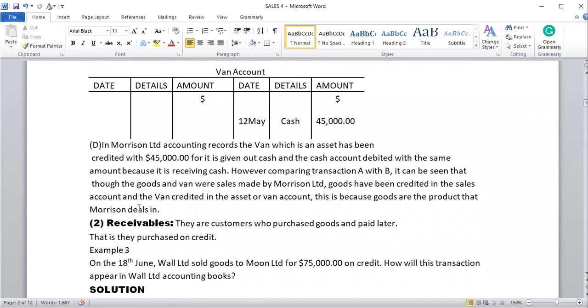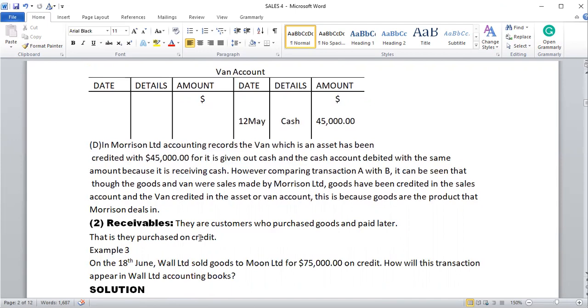So that is our first lesson. Our second lesson is receivables. When we say receivables, what's the meaning in accounting? Receivables are customers who purchase goods and pay later. That is, they purchase on credit.